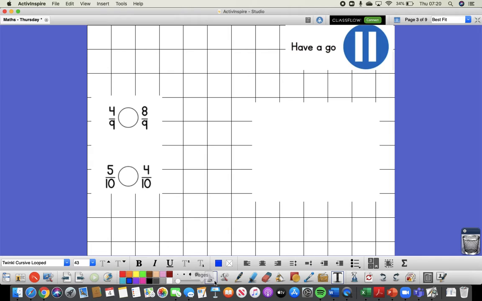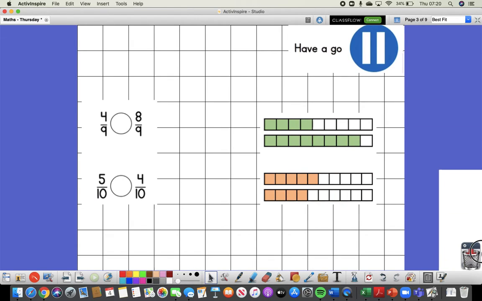Okay, well done. Let's see if you were right then. So, on our first one, we have got 4/9, which is 4 out of 9 squares. And then on the second, we've got 8/9. As you can see, 4/9 is smaller than 8/9. Okay, less than. In our second one, we've got 5/10 being compared to 4/10. And as we can see, 5/10 is bigger than, it's greater than 4/10.